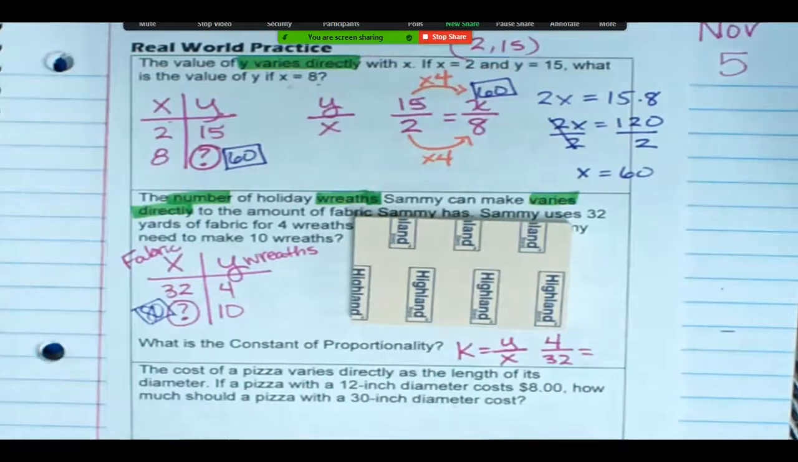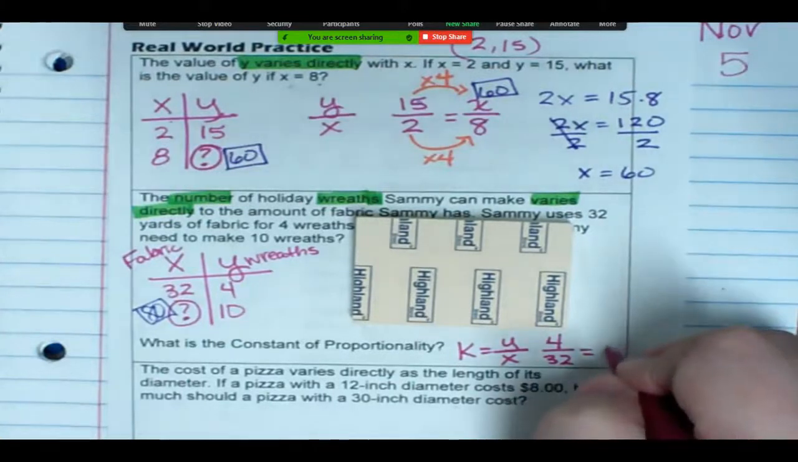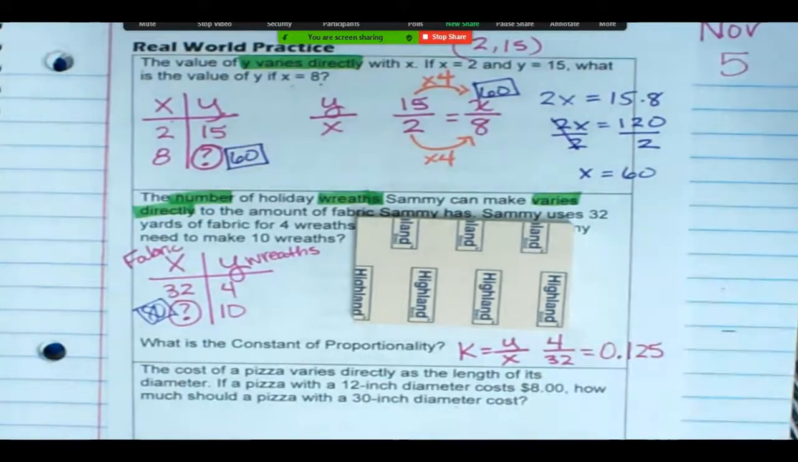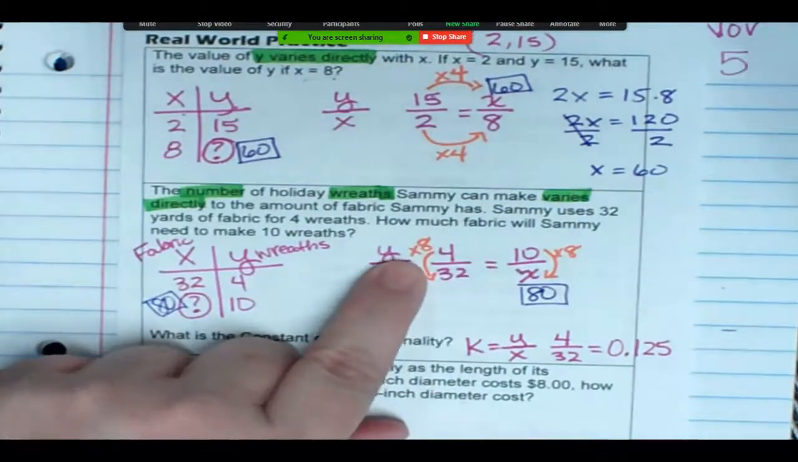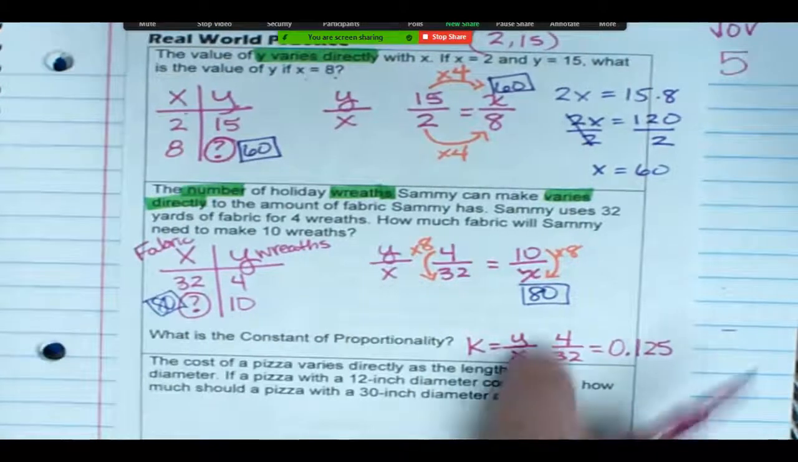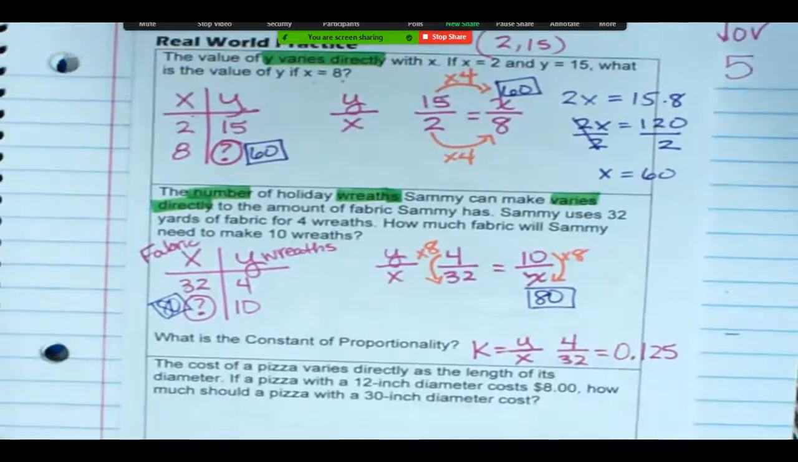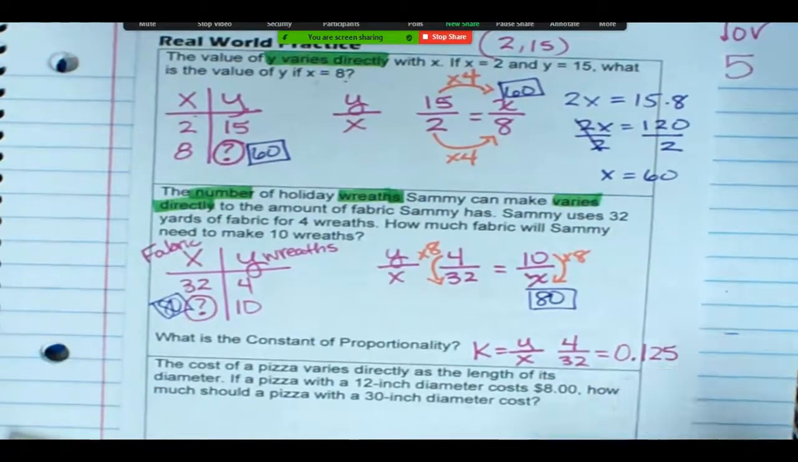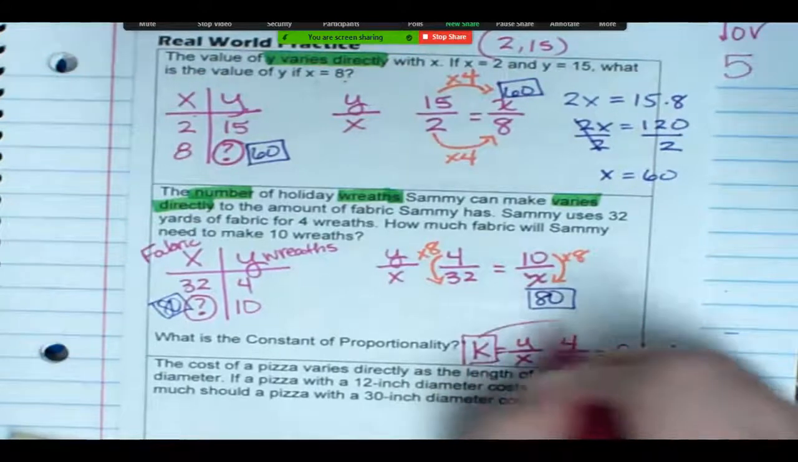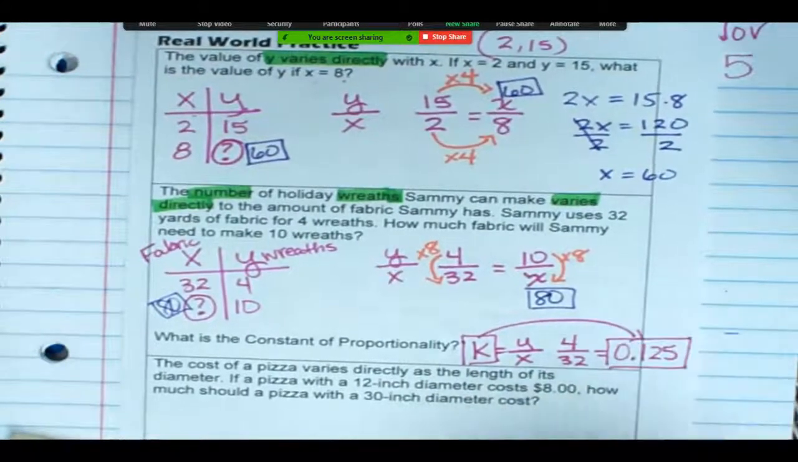Better double check your calculators. 4 divided by 32. 0.125. It has to be smaller. I'm not doing 32 divided by 4. It's not the same as what's going up here, because this was going from y to x. This is going from 4 divided by 32. I'm actually doing my straight division. So my constant of proportionality is 0.125.